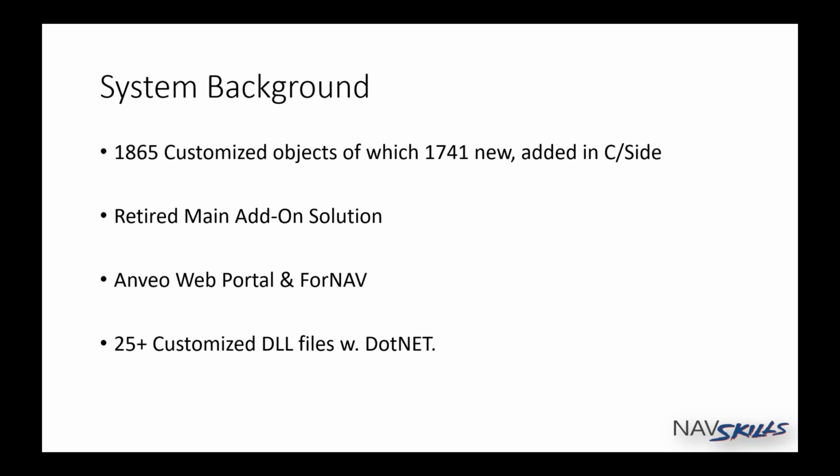We use Anveo Web Portal and ForNAV as ISV solutions, which is important because if you want to move your database to an extension, all of your dependencies have to also respect that. And on top of that, we have 25 customized DLL files that we use with .NET, and we have a lot of EDI file I/O that we have to convert to streams.